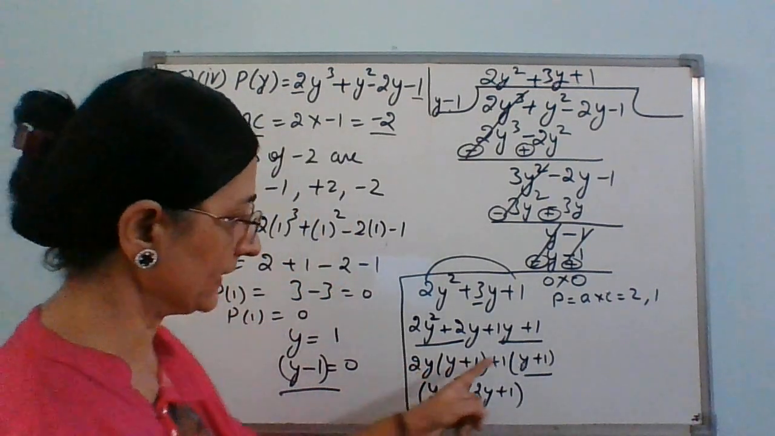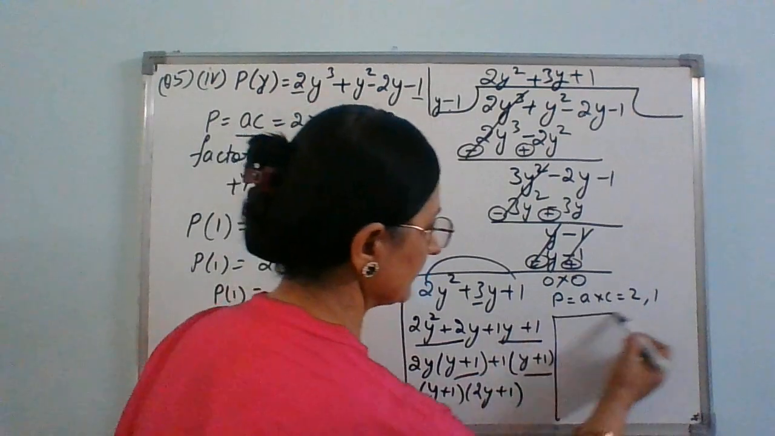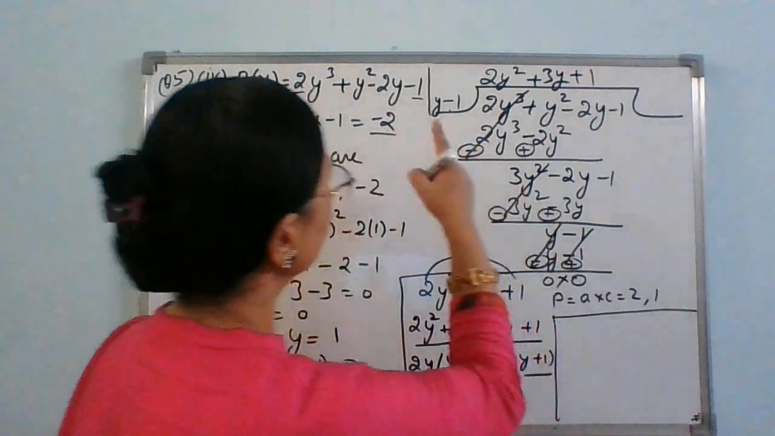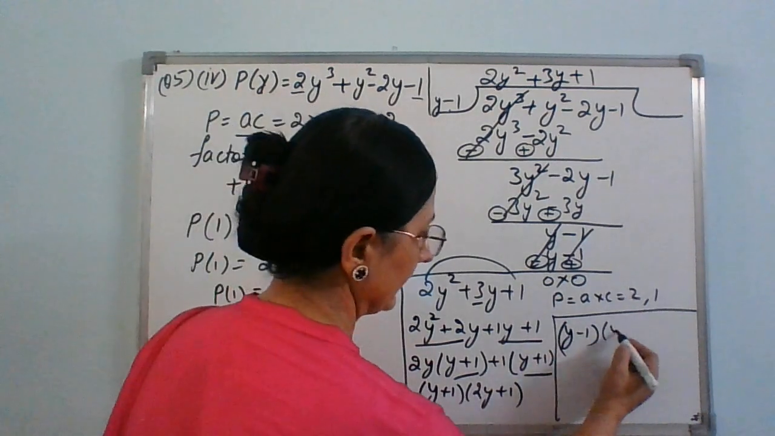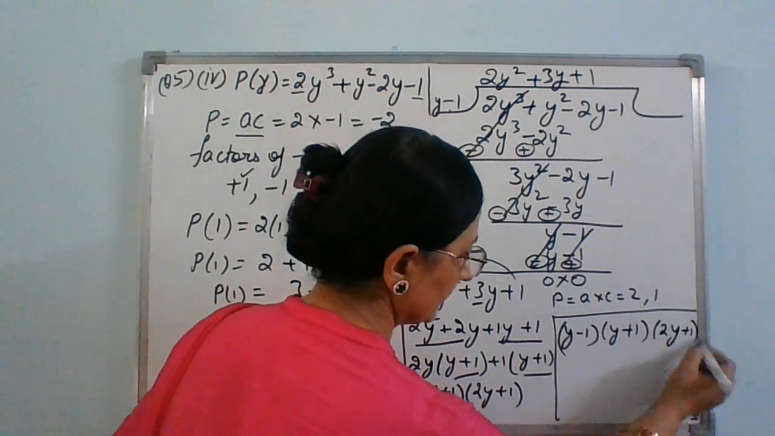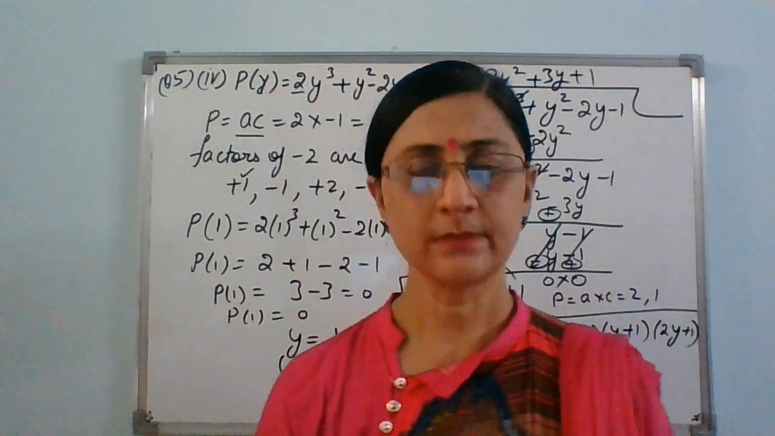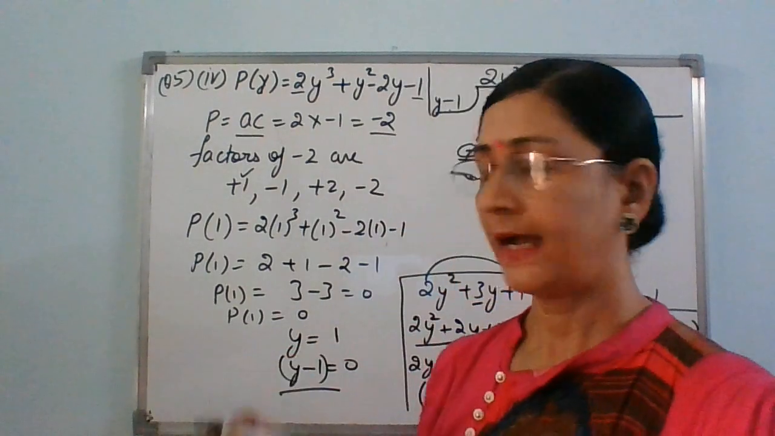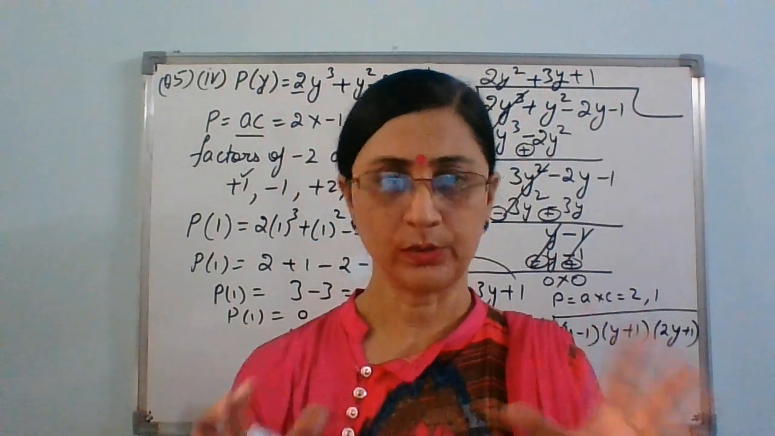Combine them, this 2y and y plus 1. Here, these are the two brackets. So the total factors of this p(y) are: first was y minus 1, and we found y plus 1 and 2y plus 1. It's a little lengthy but not difficult. So I have done the first part, I have done the fourth part. I'm repeating this again: how to factorize the quadratic equation.